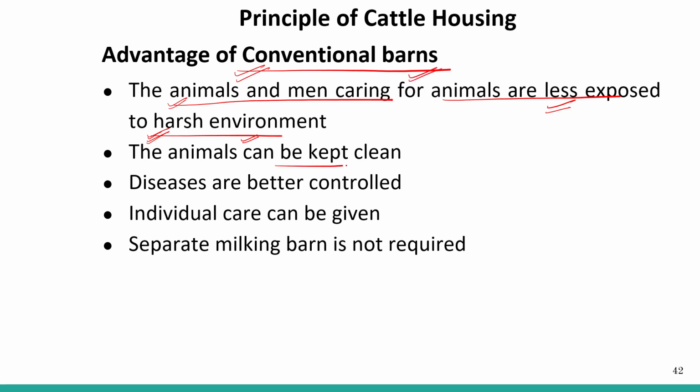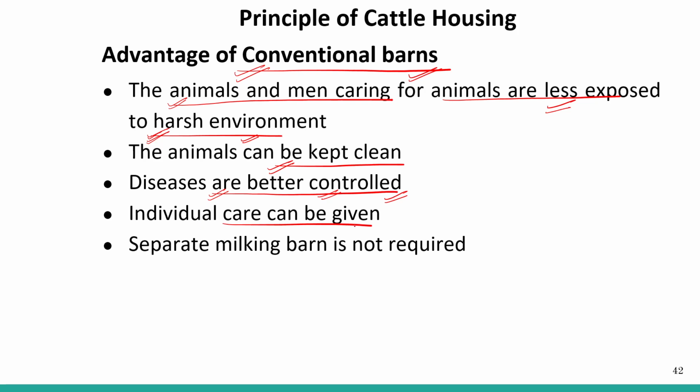The animals can be kept clean. In this way, we can keep our animals clean because we are keeping each and every place clean, right? So the animals are also clean in that way. Diseases are better controlled. We are keeping the diseased animal in a separate block, right? So spreading of the disease is not possible. So the diseases are better controlled in this type of conventional barn.